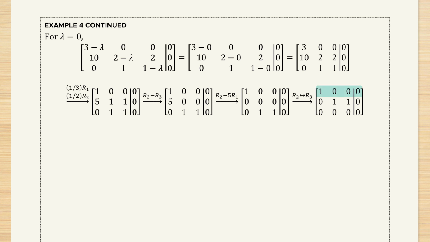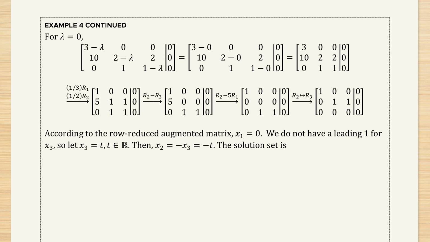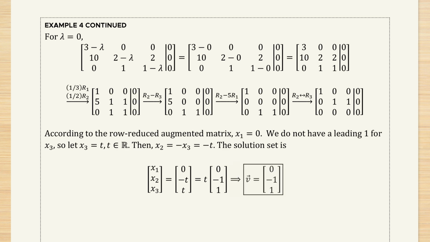Looking at this row-reduced form of the matrix, x1 equals 0. We do not have a leading 1 for x3, therefore let x3 be our parameter, t. Looking at the second row, x2 plus x3 equals 0. Solving for x2, x2 equals negative x3 equals negative t. The solution to this homogeneous system of equations in vector form: x1 equals 0, x2 equals negative t, and x3 equals t. Factoring out the t, we have the vector 0, negative 1, 1, which is our eigenvector associated with the eigenvalue 0.